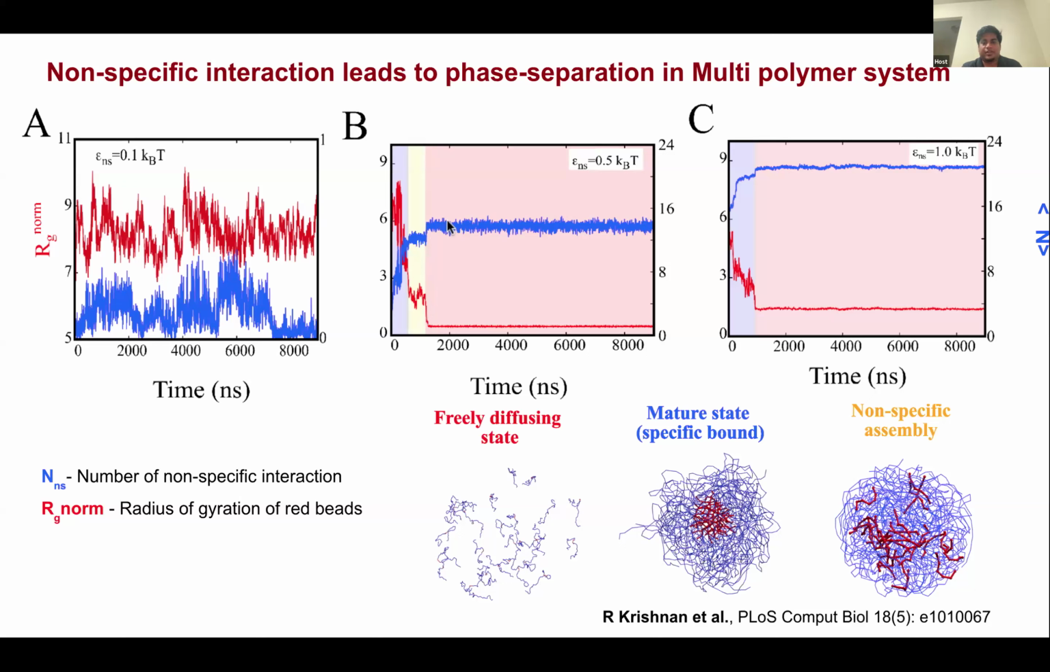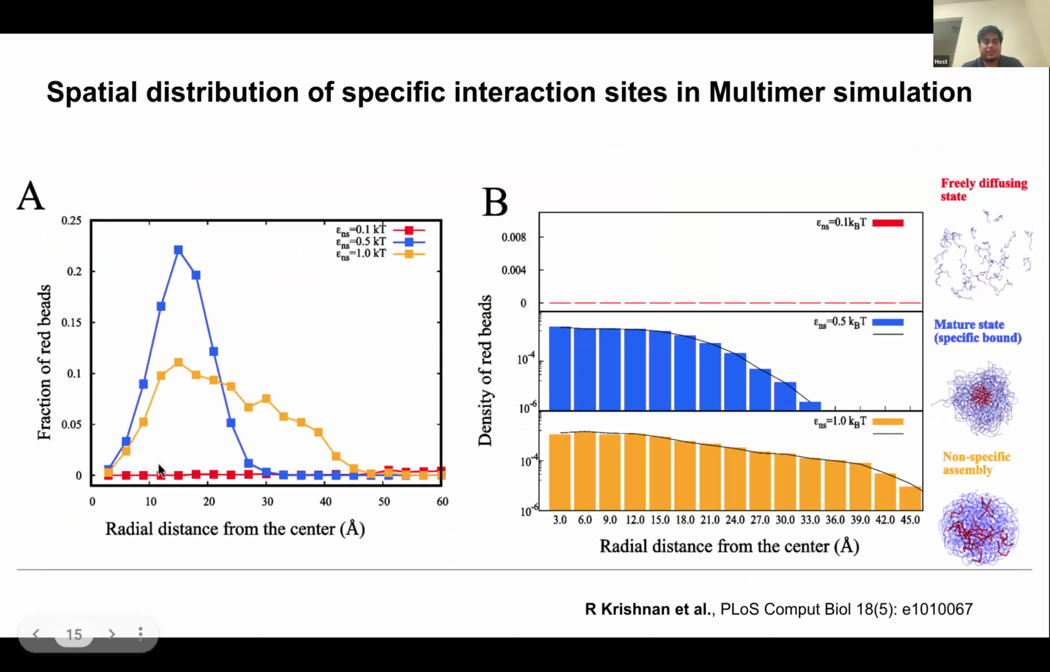This we quantified using the radial distance of red beads and the density of red beads from the center. We plotted how the red beads vary from the center of the simulation box or a cluster formed. In a freely diffusing state, it is measured from the center of the box. In the mature state, where specifically the red regions are bound, or the non-specific assembly as we call it, we calculated it from the center of the formed cluster.